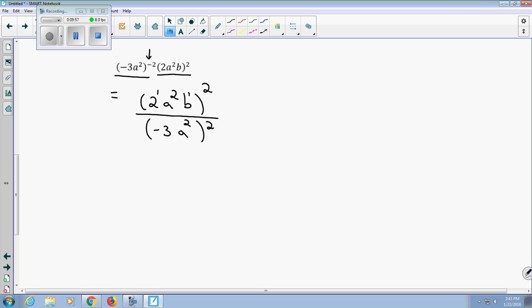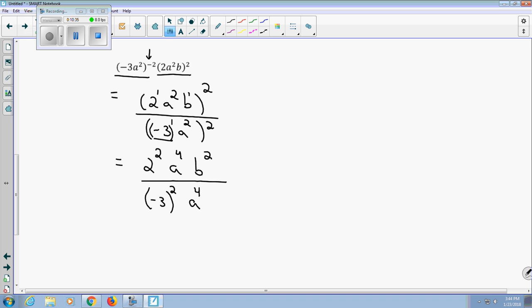And this is a part where we have to be a little bit careful. This -3, it's like the whole thing is to the first, even that negative. So when I distribute the 2 to everything, here's what I get. I have 2 squared. I have a to the 2 times 2, which is 4, and I have b squared. This is all divided by, this is really -3 squared. Because you could think of it as squaring both the -1 and the 3, but with parentheses, I can do it at the same time. And then I have a to the 4th again.